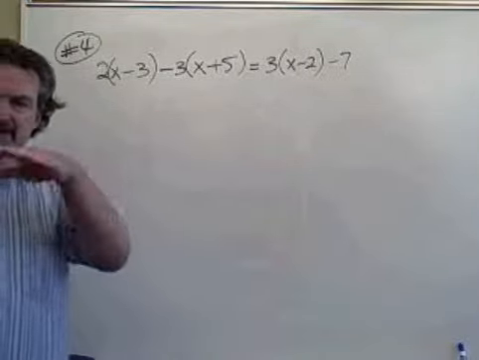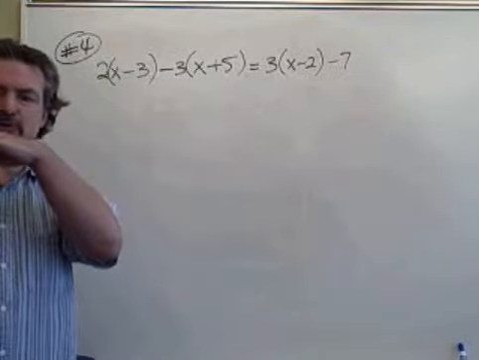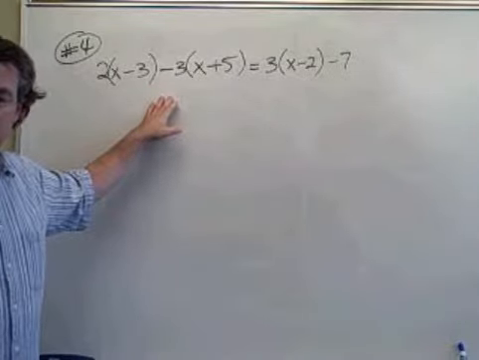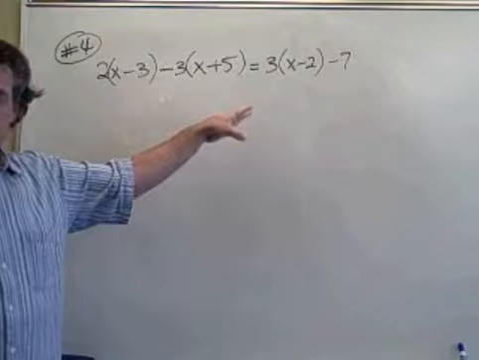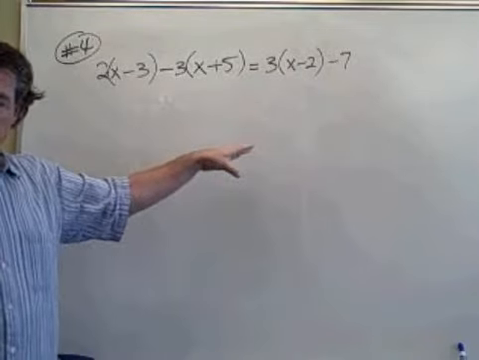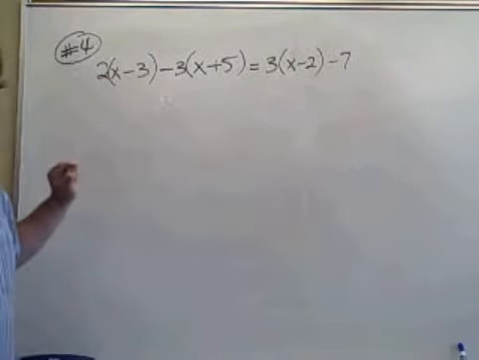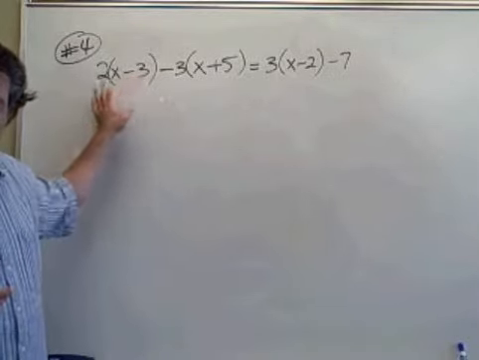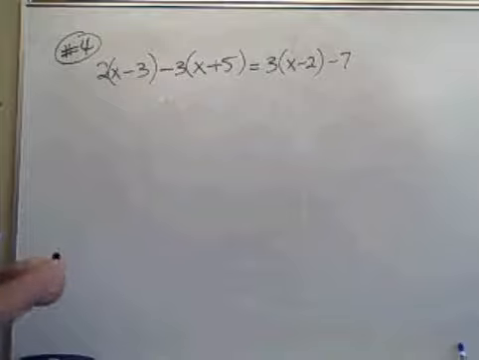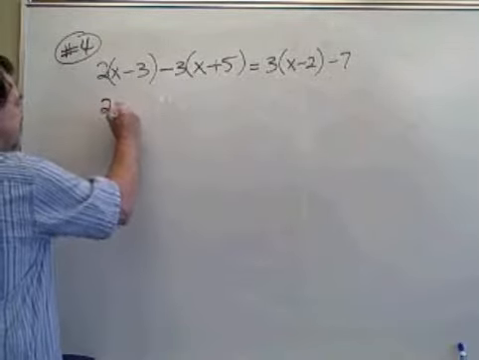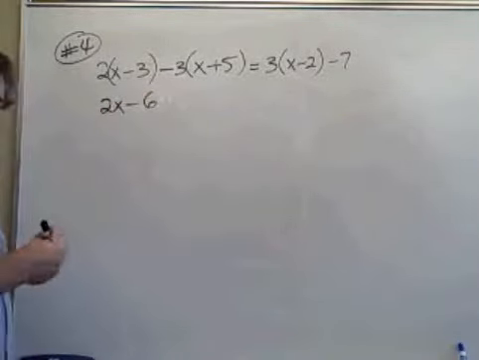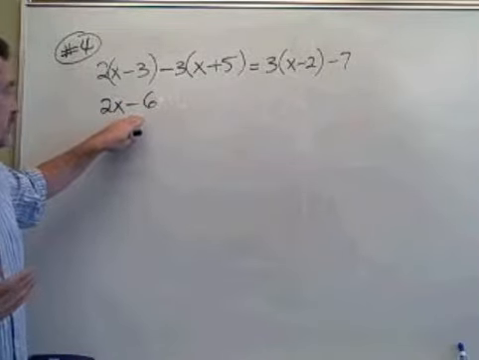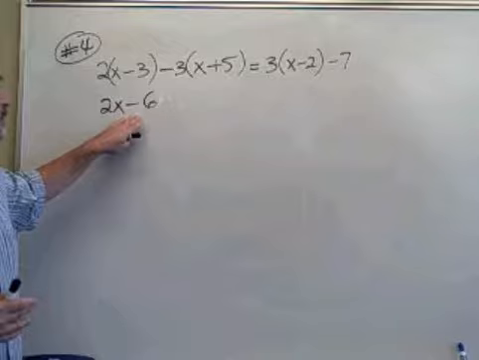Step 2, the key word is parentheses. That tells us that if we have parentheses in the equation, we will remove the parentheses by using our distributive property. So let's perform that step next. I'll distribute the multiplication of 2 times the 2 terms that are in this set of parentheses. 2x minus 6 is what we create when we perform that distributive operation.